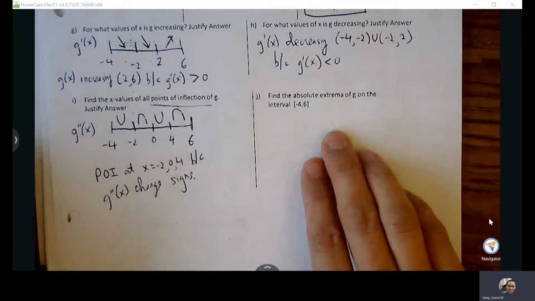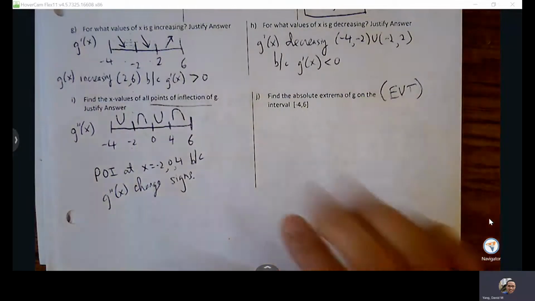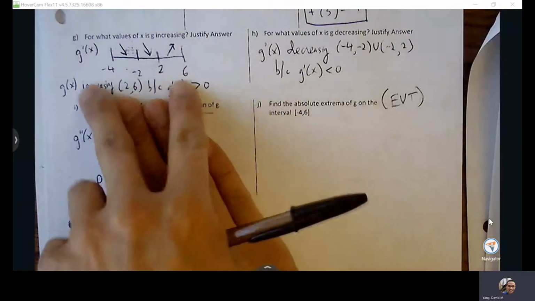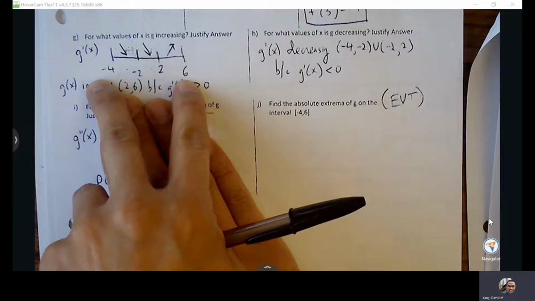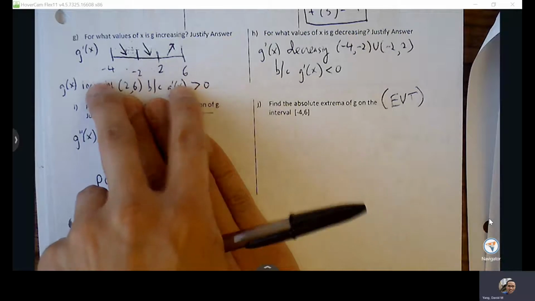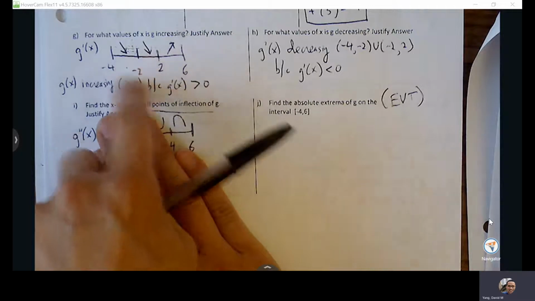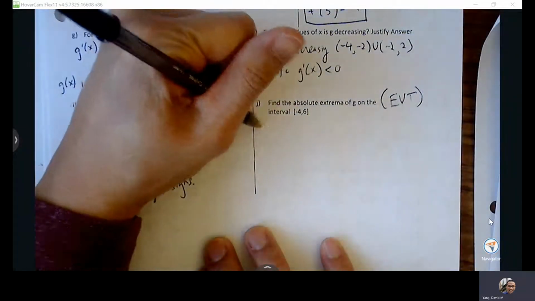Okay, part J, find absolute extrema. Absolute extrema is EVT. Extreme value theorem says, look at your slope sign line and pick out all the endpoints and relative max, relative min. So the only points that we really care about are -4 and 6 and 2. We don't care about -2 because -2 is a critical point, but it's not a relative max, relative min. So we only have to test 3 points here.